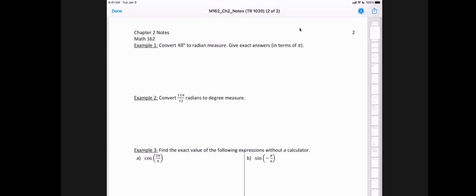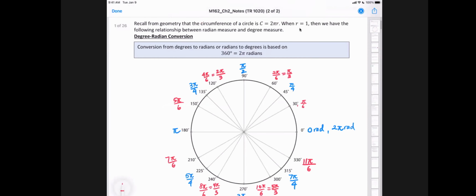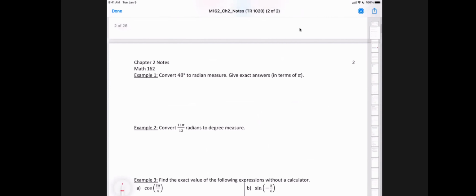All right, so we'll step away a little bit and take a look at converting from radians to degrees or degrees to radians, examples 1 and 2. So the first example says to convert 48 degrees into radian measure and give exact answers, which means a reduced fraction in terms of pi would be considered exact. So let me just write the conversion up. 360 degrees is 2 pi radians. That's the conversion factor.